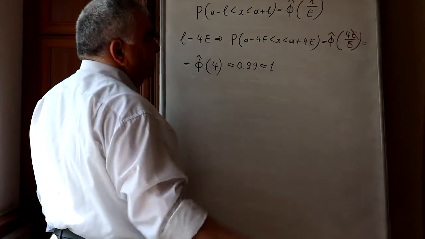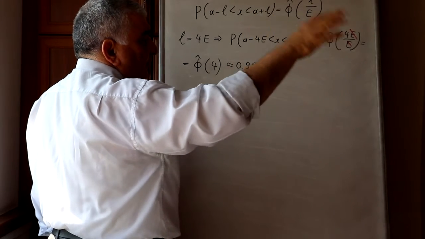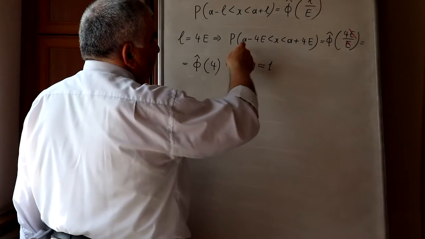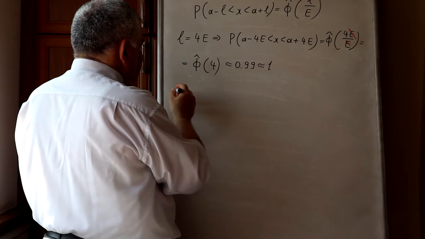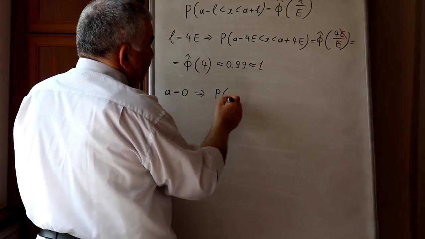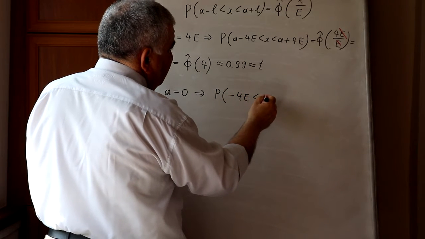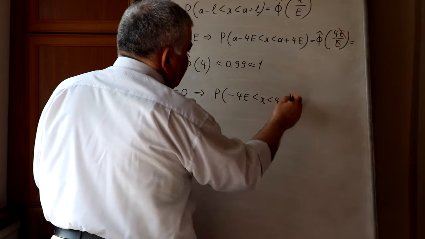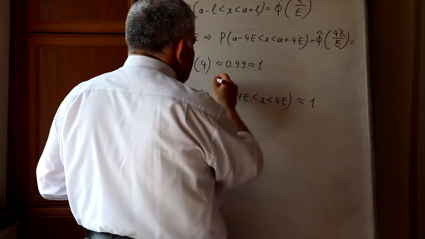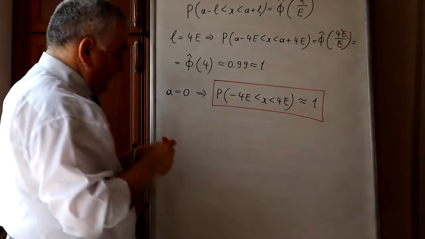symmetric interval. And also you know that the probability that the continuous random variable will belong to the symmetric interval doesn't depend on the symmetry center, and therefore we can take a equal to 0. Then we will obtain P of minus 4E is less than x is less than 4E is approximately equal to unit. This formula is named the 4E rule.